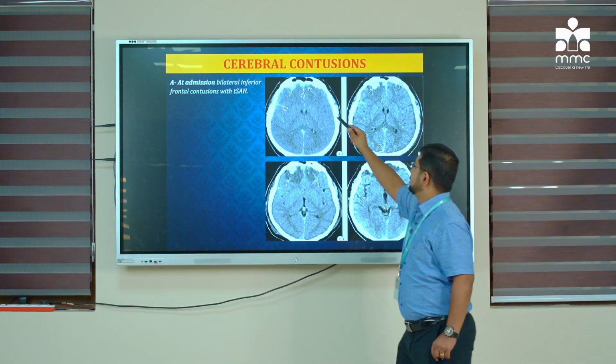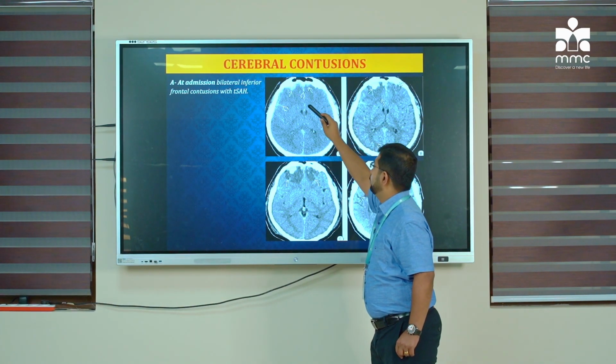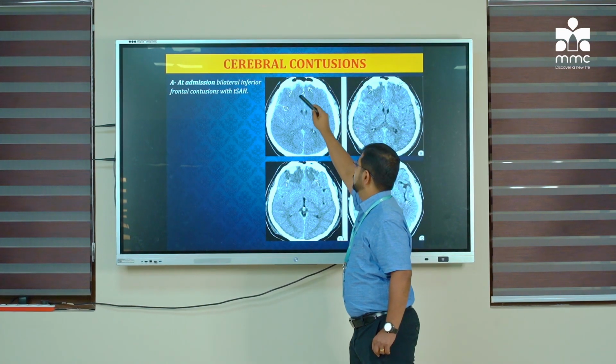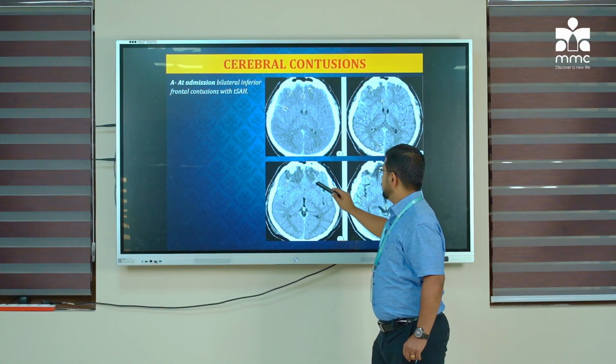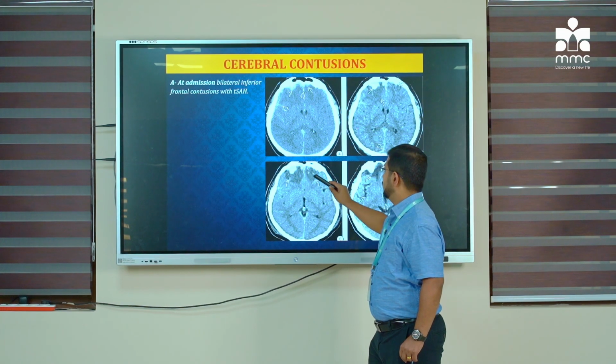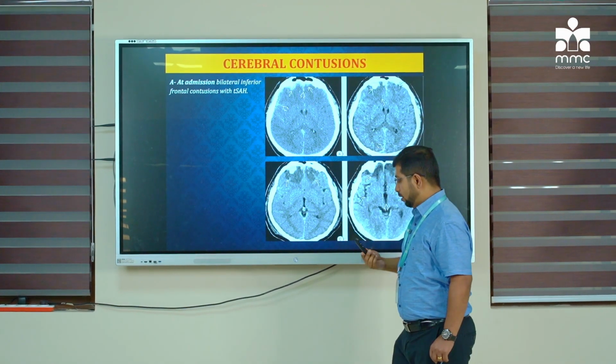So this is the first CT. There is some mild subarachnoid hemorrhage. We are not able to see the contusions here, and in the delayed images after a few days we can see this contusion has become more apparent.